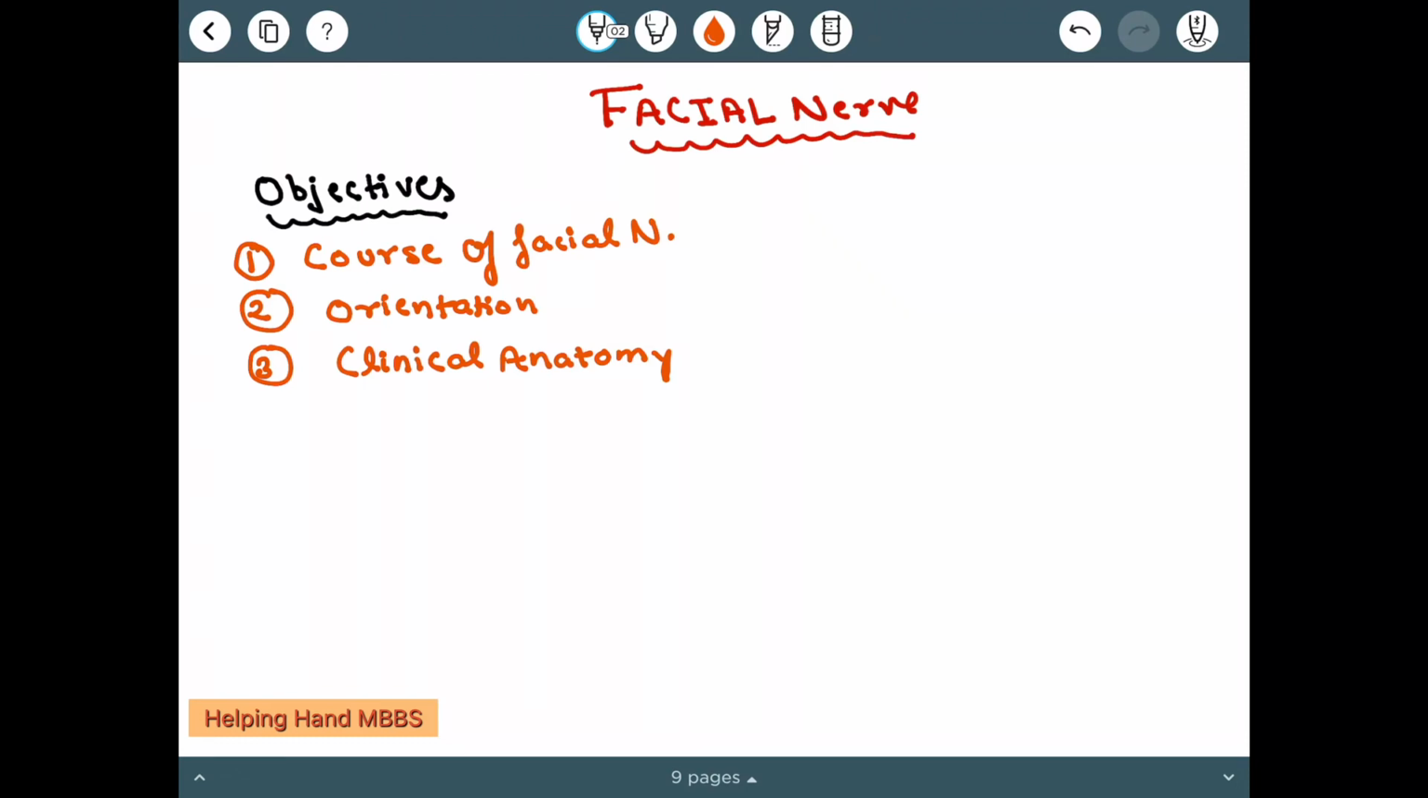Facial nerve, as you all know, is cranial nerve 7 and it is one of the most important nerves of our head and neck region. So what are our objectives to study the facial nerve? First we will see the course of facial nerve. Then we will orient ourselves by visualizing it on skull, how it passes through various foramens and what is its actual course. And then we will study clinical anatomy. The clinical anatomy will be in part 2 of this video, so kindly watch that to study the clinical anatomy. So let's start with facial nerve.